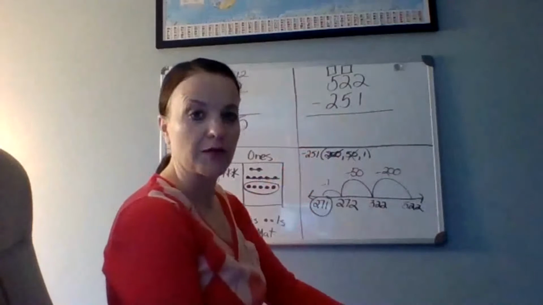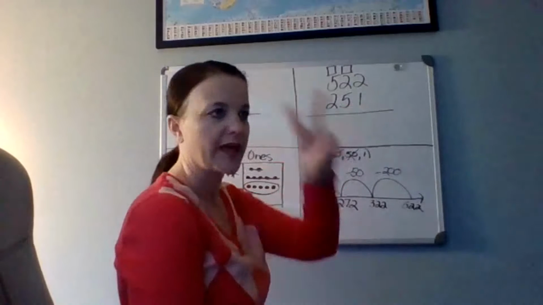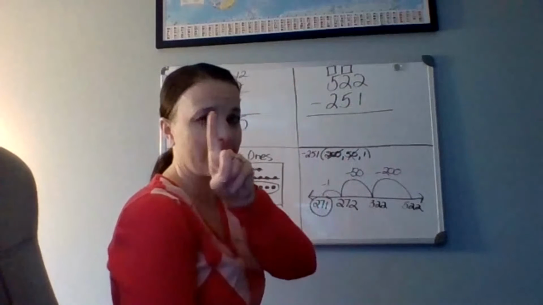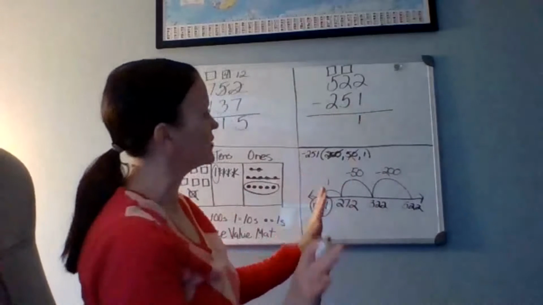I'm going to start in the 1s column. I have 2 1s minus 1 1. I have 2 and I take 1 away. I only have 1 left. All right, done with the 1s column.